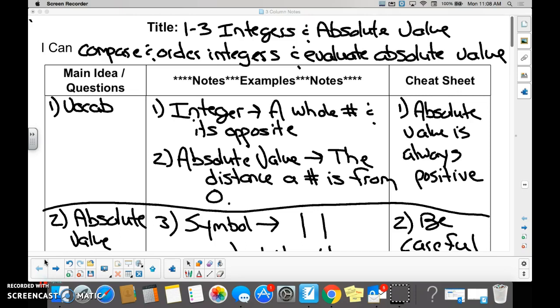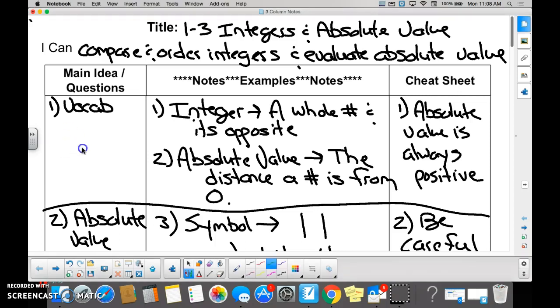Now, the comparing and ordering integers, I did not do with you guys very much. But when we talk about comparing and ordering integers, it's like taking the numbers 3, -2, and 1 and putting them in order, from least to greatest or greatest to least, whatever we asked. I didn't think we needed to do notes on that. Is that correct? You guys okay with that?